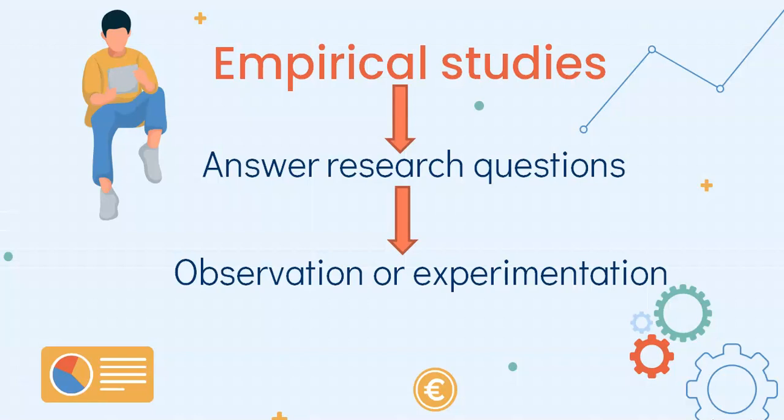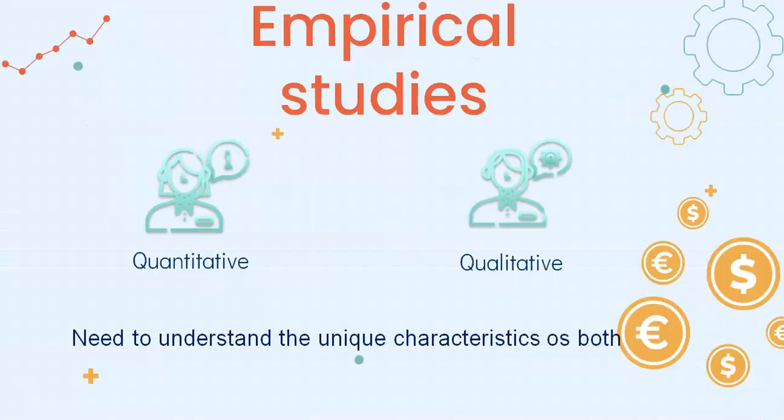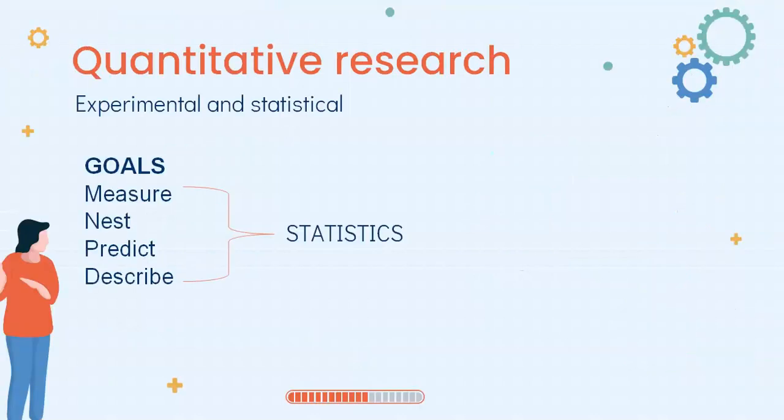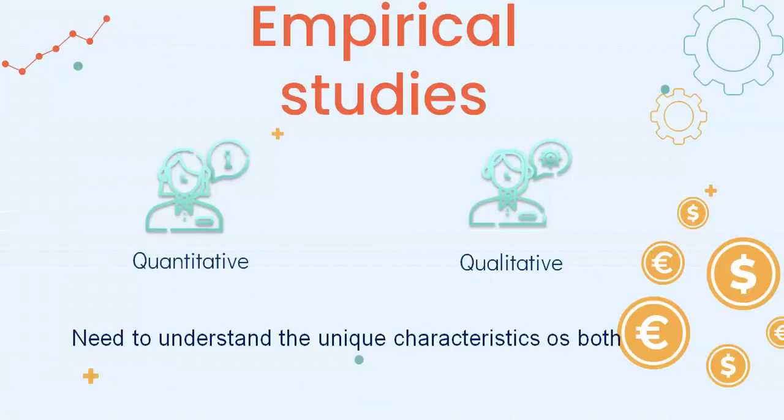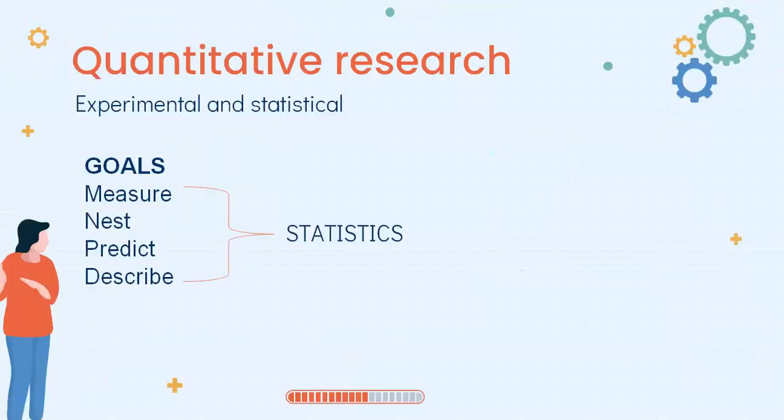the goal of an empirical study is to answer research questions through observation or experimentation. Empirical studies can be quantitative or qualitative, and it is important to understand the difference. In this presentation, we will explore characteristics of quantitative and qualitative scholarly articles in order to understand these different approaches in research. Let's start by comparing the goals of quantitative and qualitative approaches.